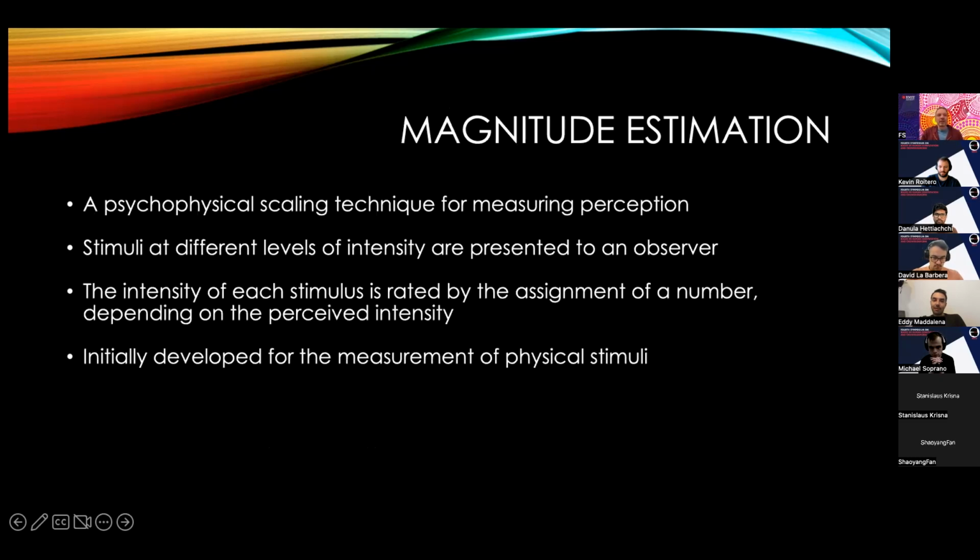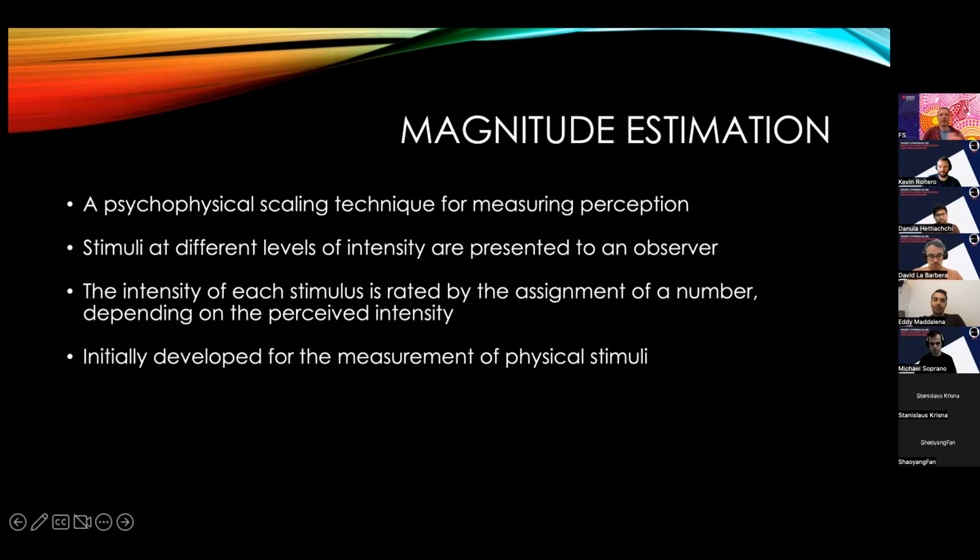Now, alternatively to ordinal scales, we could use a completely different approach. For example, magnitude estimation. This is a scaling technique developed by Stanley Stevens, who was working at Harvard in the 1950s. So it's been around for quite some time. And Stevens was working in the domain of psychophysics, which is the study of the measurement of perception.